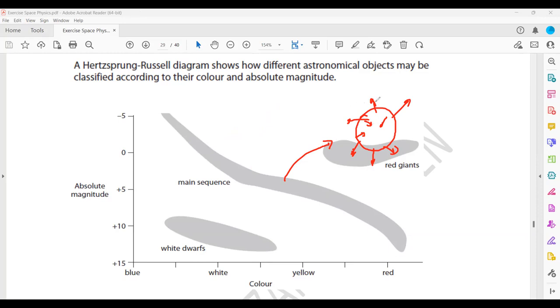And when the radiation pressure is less and the gravitational pull is more, the star will turn into a white dwarf. And in a white dwarf, what happens? It is very dense, at a very high temperature, and has a smaller size as compared to other stars.